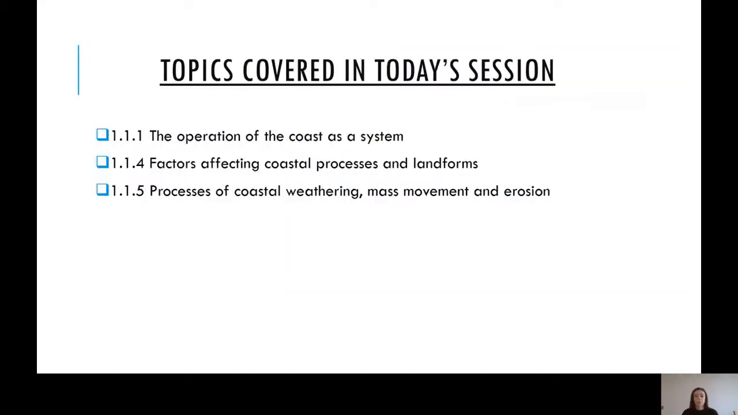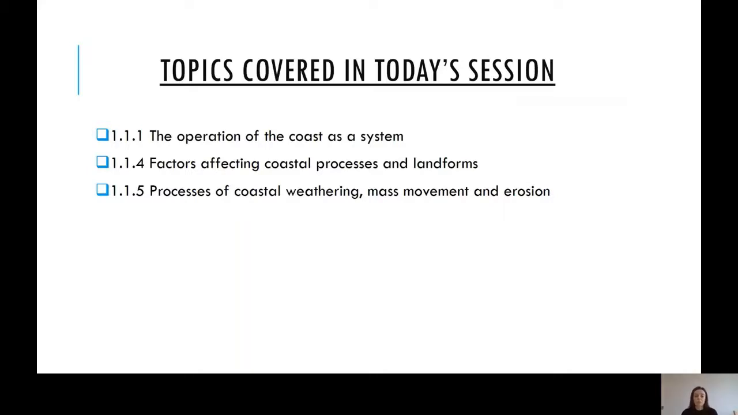In today's session, we will focus on the following topics. 1.1.1, the operation of the coast as a system. 1.1.4, factors affecting coastal processes and landforms. And 1.1.5, processes of coastal weathering, mass movement and erosion. I would have liked to cover a lot more than that, but in 40 minutes that's impossible, so I'm going to look at those 3 units well.